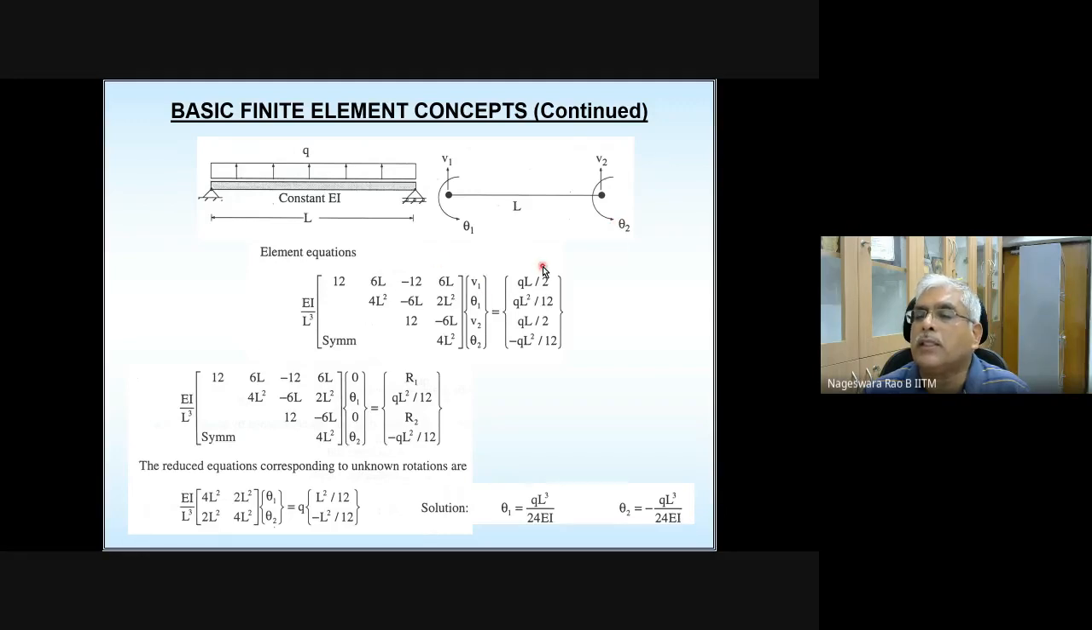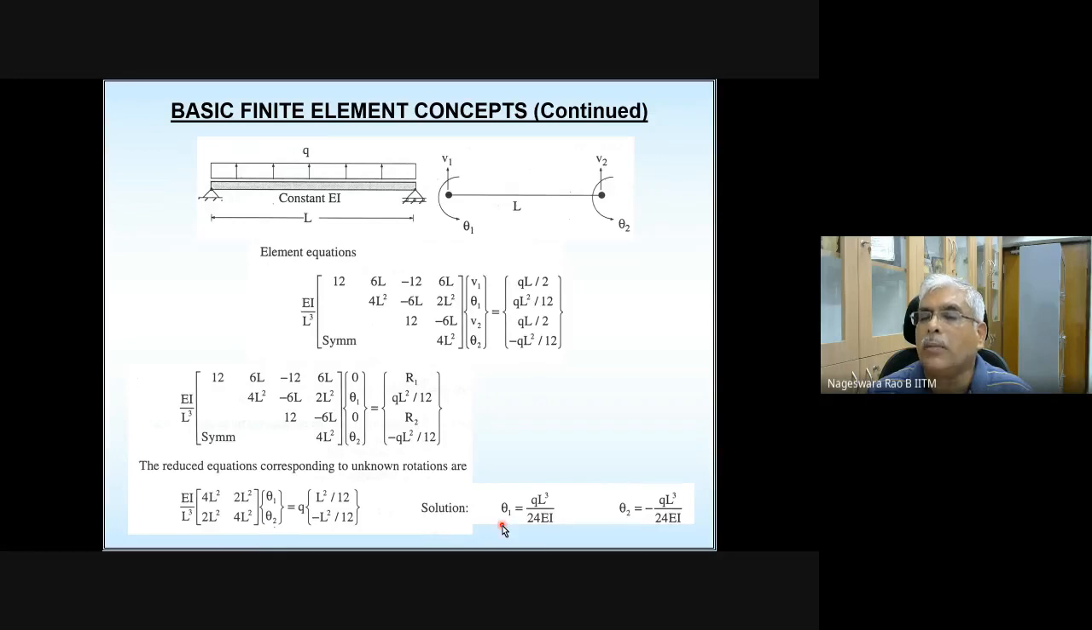Element equations, whatever you develop, just simply copy that. And what are the boundary conditions here? V1 is 0, V2 is 0. So apply that boundary condition. Wherever 0 boundary conditions are there, reactions are going to be there. And if you want to solve this equation system, after applying the essential boundary conditions, you remove the row and column corresponding to the quantity which is 0. Here the first quantity is 0, so remove first row, first column. Third row, third column, and you get the reduced equation system. Solve for theta 1, theta 2.